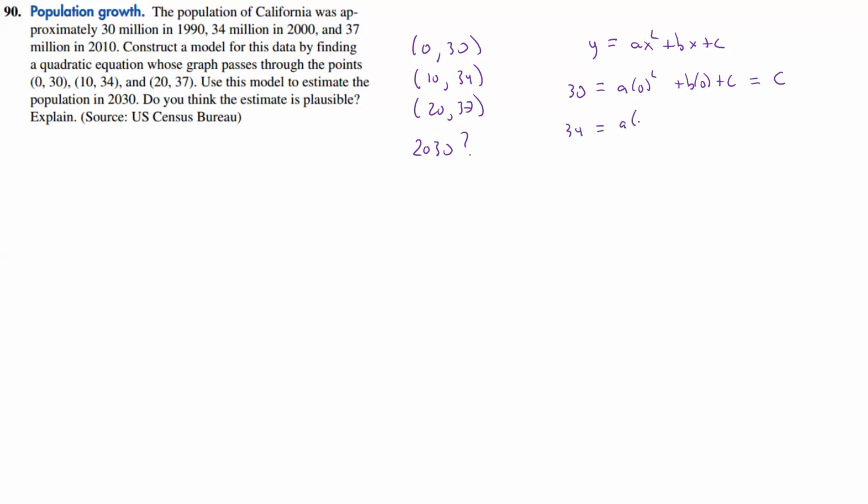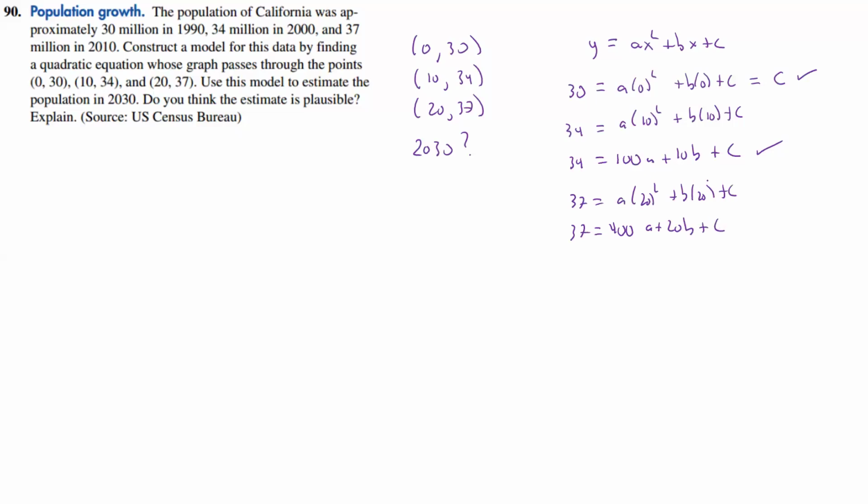Now, what if we plug in 34? Well, that's going to be a times 10 squared plus b times 10 plus c. So 34 equals 100a plus 10b plus c. That's one piece. And our last one, we have 37 is equal to a times 20 squared plus b times 20 plus c. And so what does that tell us? Well, 37 equals 400a plus 20b plus c.